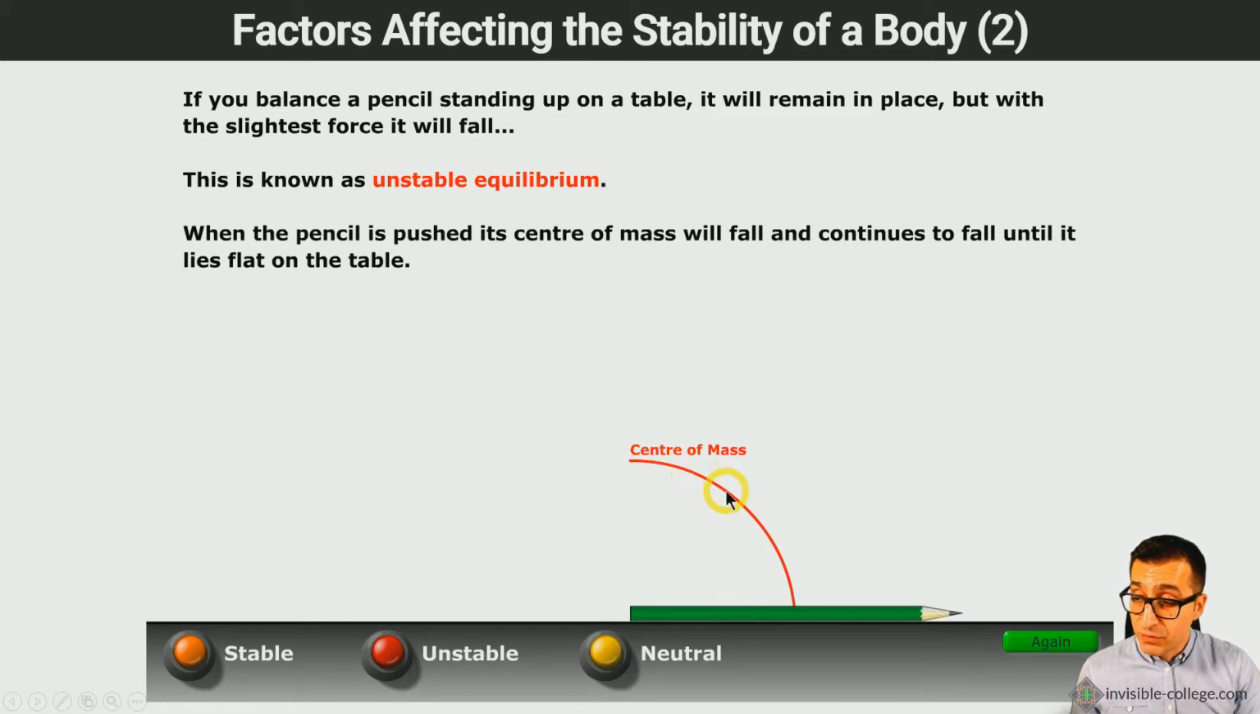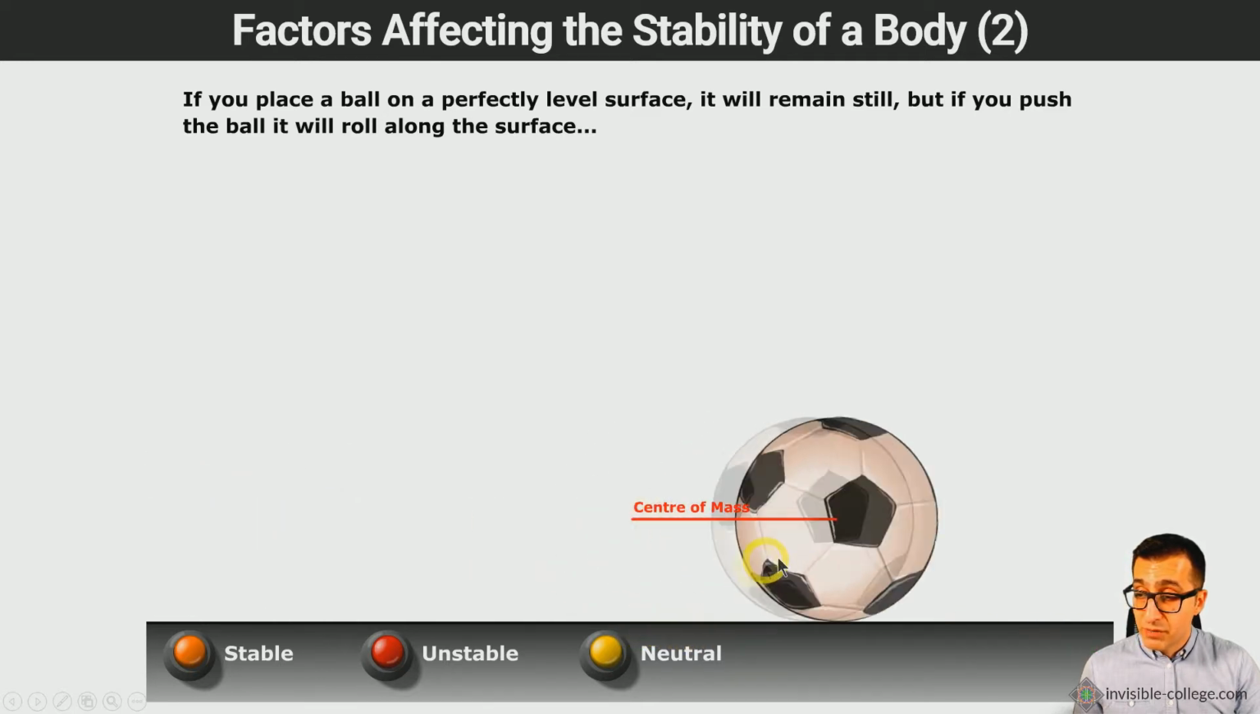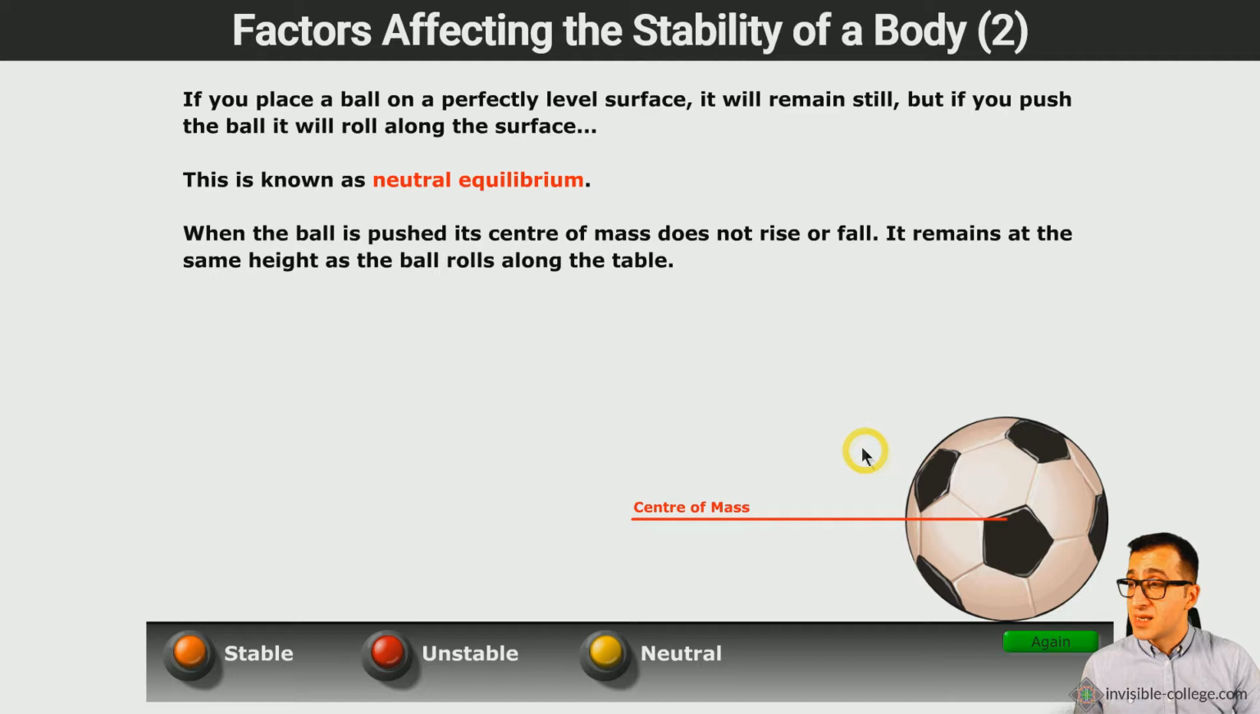Now, as that object tipped further over, there was a greater and greater turning effect around this pivot point to the point where it would fall completely over onto its side. If we have an object like this, though, if we poke it, its center of mass still remains over the position where it's resting on the surface. So we would consider this to have neutral equilibrium.